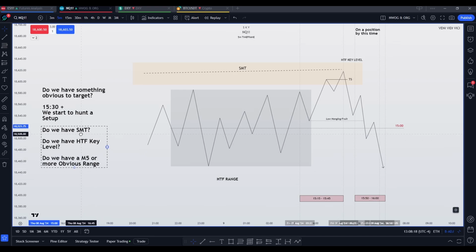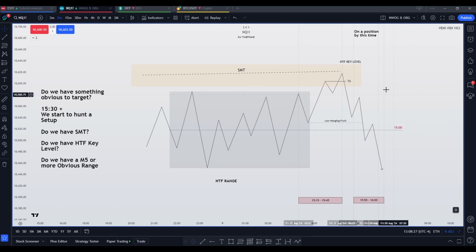Also, we need to have some sort of SMT on a higher time frame key level and the obvious range. So this is most likely what you're going to be seeking. And by this time, as I said, from 1550 to 16, we want to be in a position already. So our position must be from 1530, from around 1545 or 1550. By the end of this, we want to already be at a partial or break even or already be out of the trade. The Moc model will be a very explosive model, very quick in entry and exit, so you must be really sharp on it.